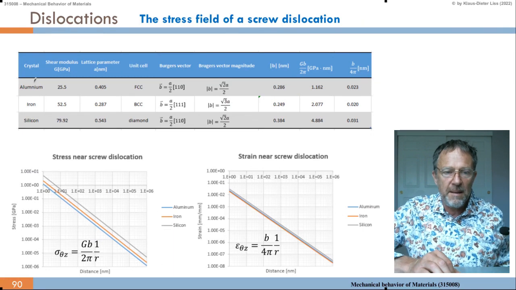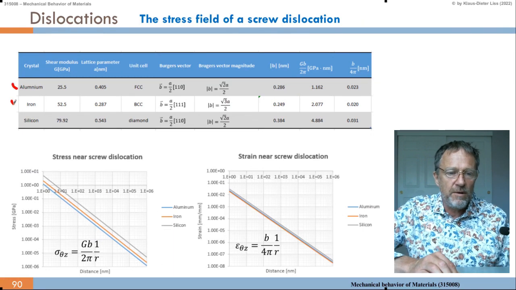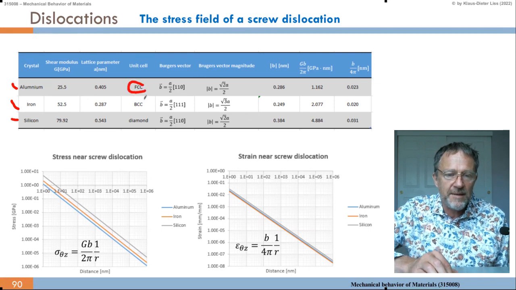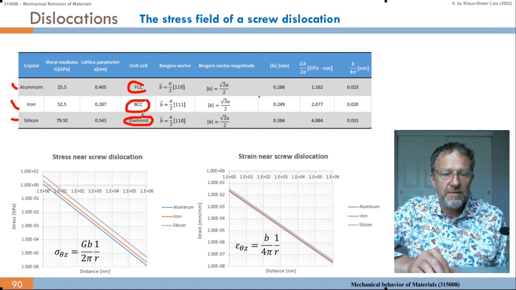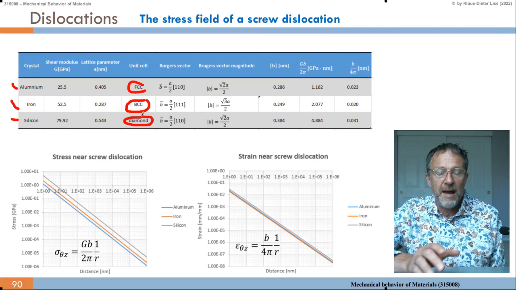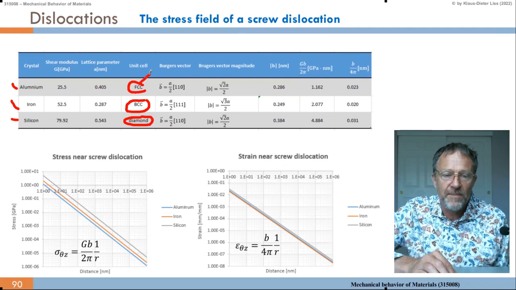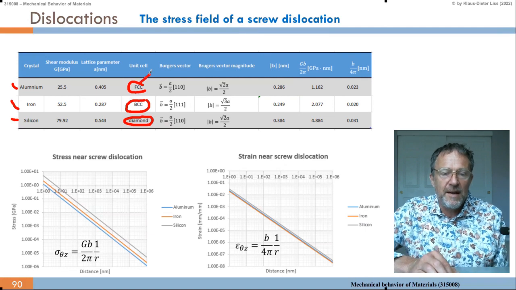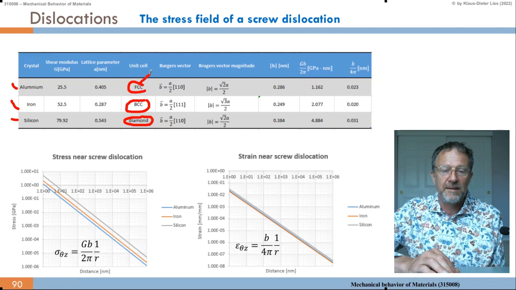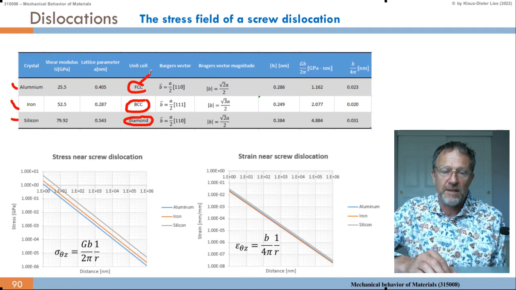So here are a few numbers. Let's say we look at aluminium, iron, and silicon. We know aluminium is FCC, here it's written. Iron is BCC, and silicon is a diamond structure. It's an FCC structure, but of diamond lattice. It's not close packed. This FCC here, typically we designate it for the close packed face-centered cubic structure.